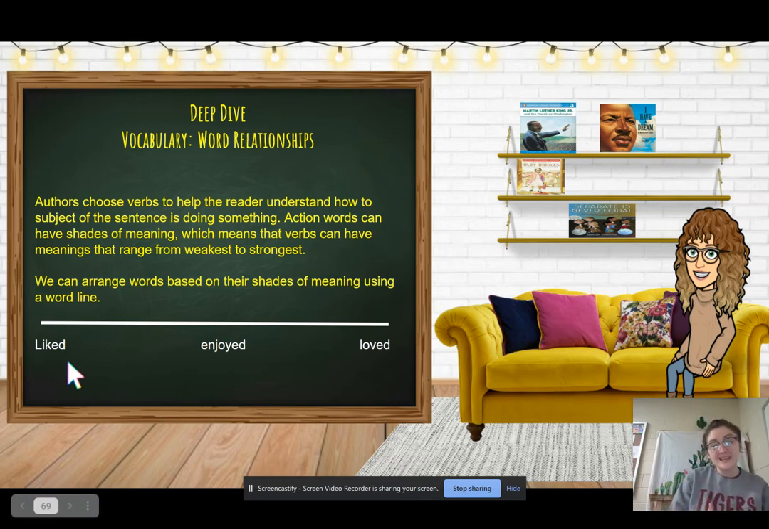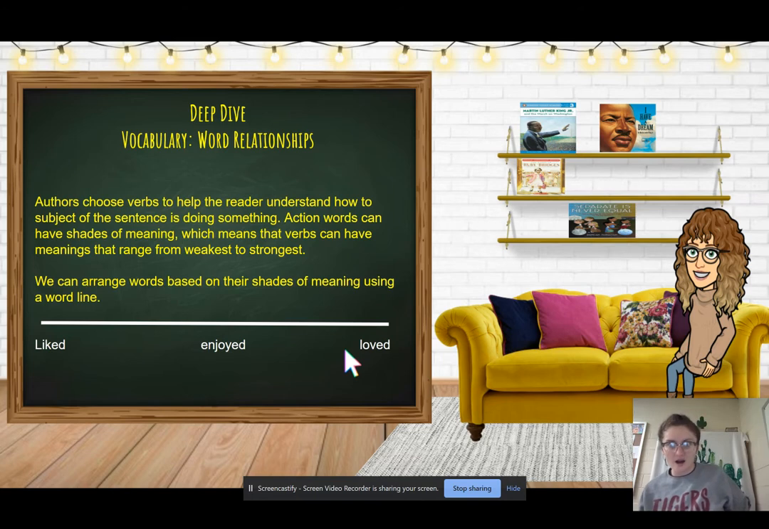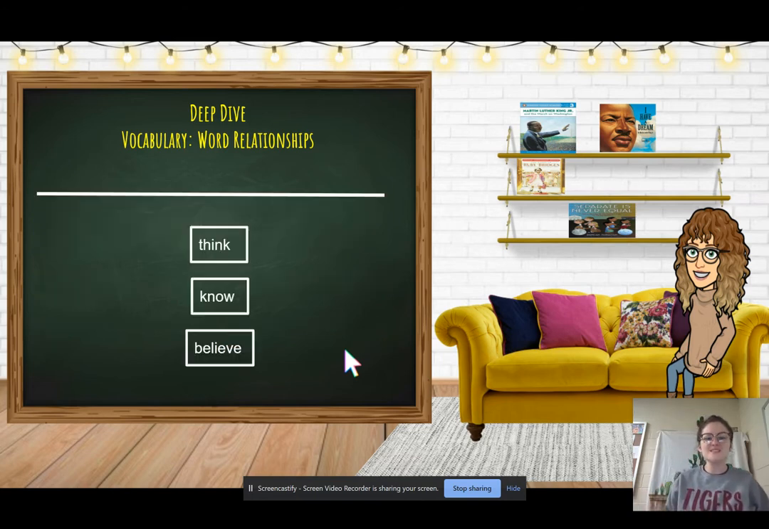Loved is the strongest word that tells how I feel about my cats. Liked would be the weakest. That's not a strong feeling. Love is a strong feeling. So let's practice that. I have three words that all have the same meaning. We have to choose which one is the weakest meaning, a middle, it's kind of between weak and strong, and the strongest meaning. So weakest, strong, strongest.